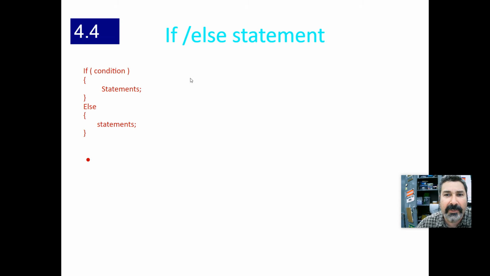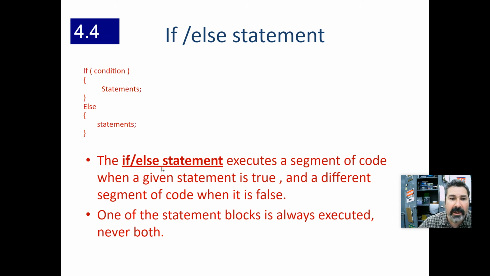So this is for your handouts, the if-else statement. If this condition is true, do this, otherwise do this. All right, write this in your handouts. The if-else statement executes a segment of code when a given statement is true and a different segment of code when it's false. So if this condition is true, it does this. If this condition is false, it skips this and does this. It never does both. One of the statement blocks is always executed, never both.